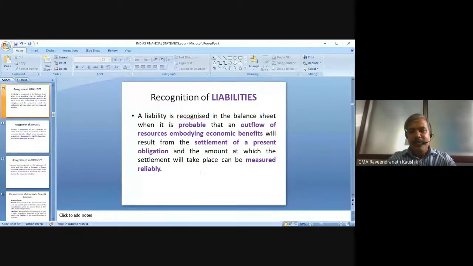Whatever I've put in blue color, kindly focus more on that, because those are the key words you need to remember when you want to define what is an asset or what is a liability as per the Ind AS norms.